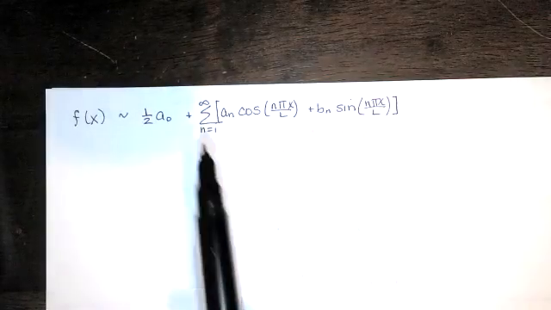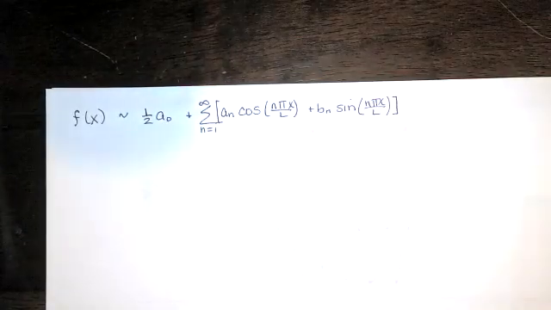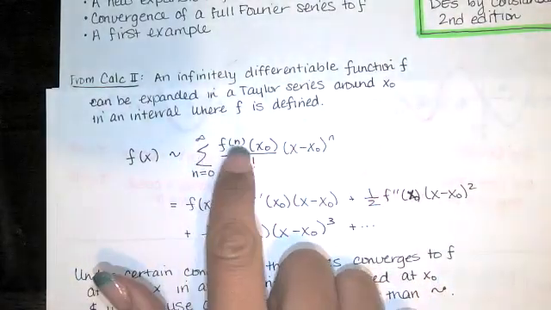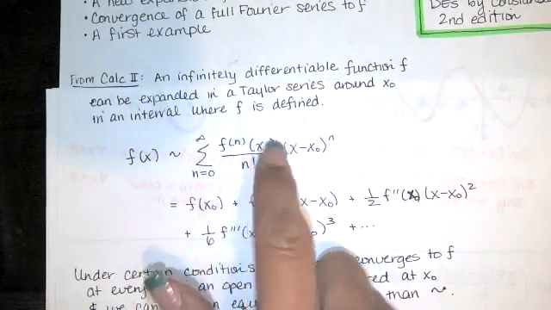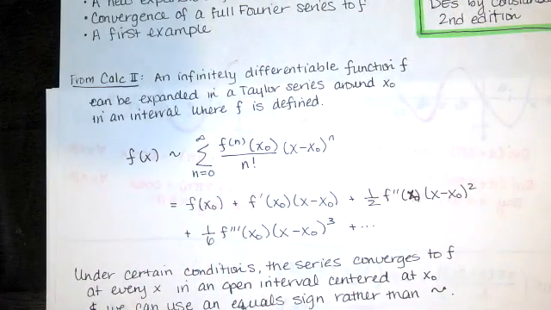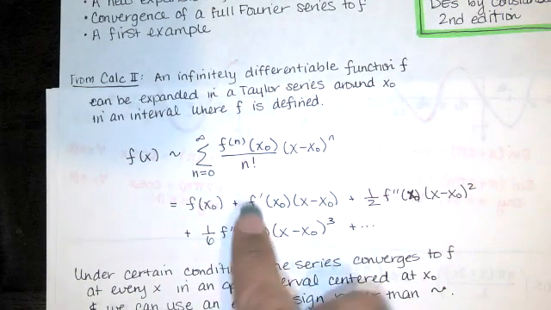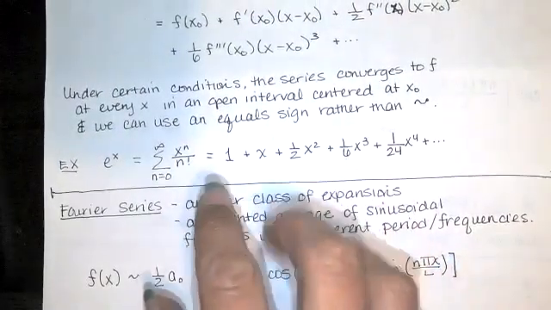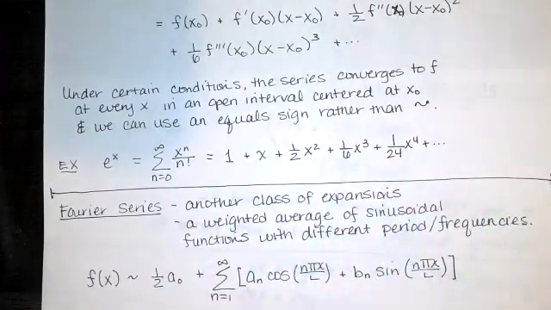The unknowns here are the a sub 0, the a sub n, and the b sub n. Again, going back to the example for Taylor series, the unknowns in that case are the coefficients, and the coefficients turn out to be equal to the nth derivative of the function evaluated at x0, the center point of your series, divided by n factorial. But when I'm looking at an actual Taylor series, I'm thinking of these as the weights for the functions x to the 0, x to the first, x squared, x cubed, x to the fourth, and so on.